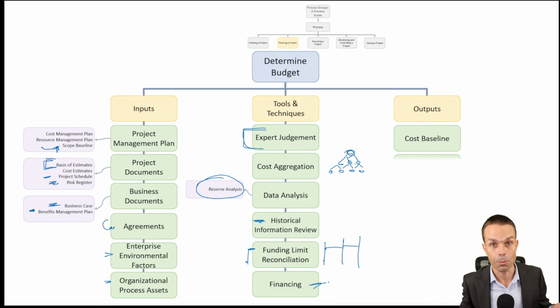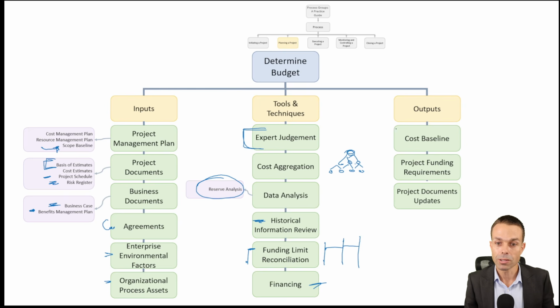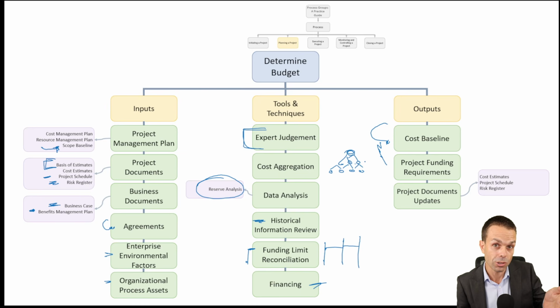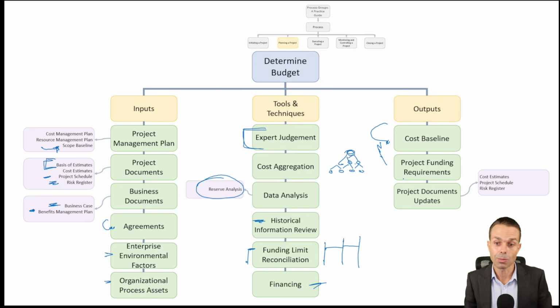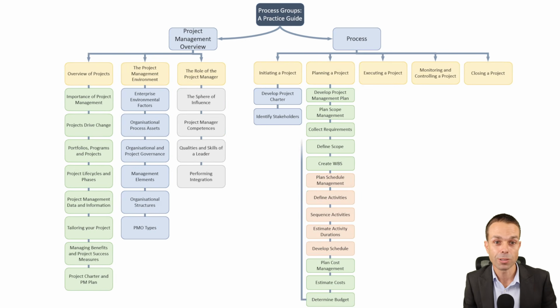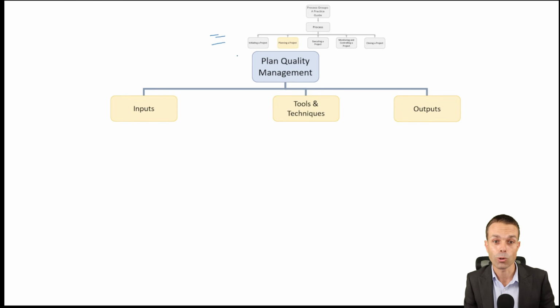Where is the money coming from? The outputs that we want are the cost baseline, the approved budget, project funding requirements, maybe there's milestones and they're released at certain times, and project documents updates. Now that we've got our scope, schedule, and cost, we can start looking at quality.